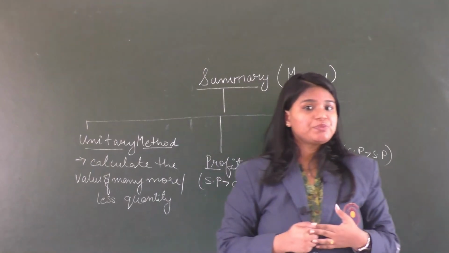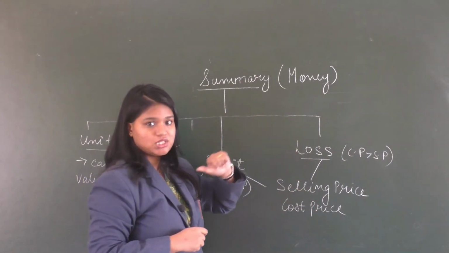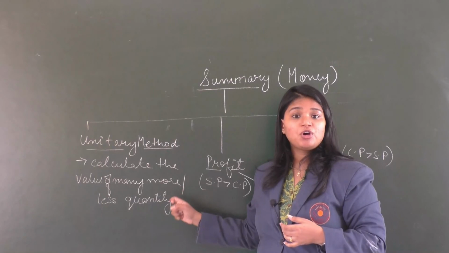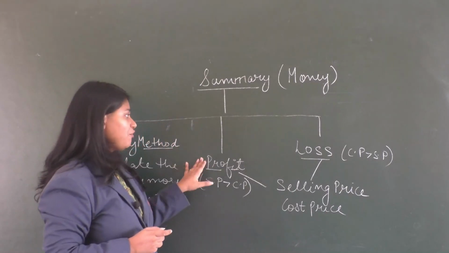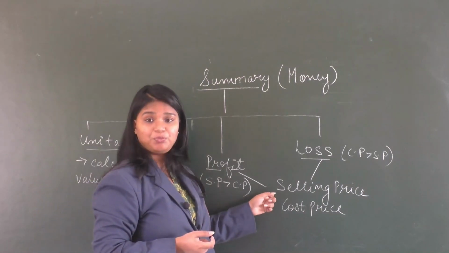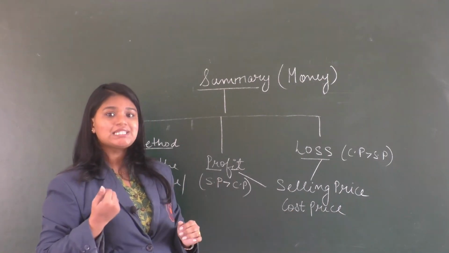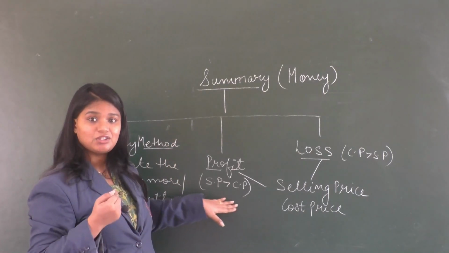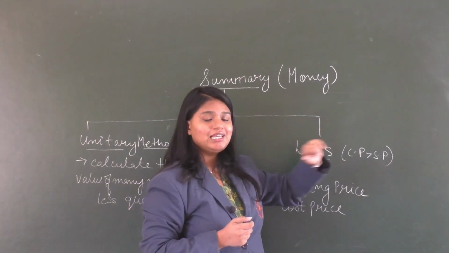So students, in today's video we learned about three things: unitary method, profit and loss. Under unitary method we learned how to calculate the value of many more or less quantity with the value of the given quantity. Second, we learned about profit and loss, and under profit and loss we learned about two terms, that was the selling price, which is also known as SP, and we learned about cost price, which is also known as CP. Now when do we get profit? When the selling price is greater than the cost price, and the opposite of it is loss when the cost price is greater than the selling price.